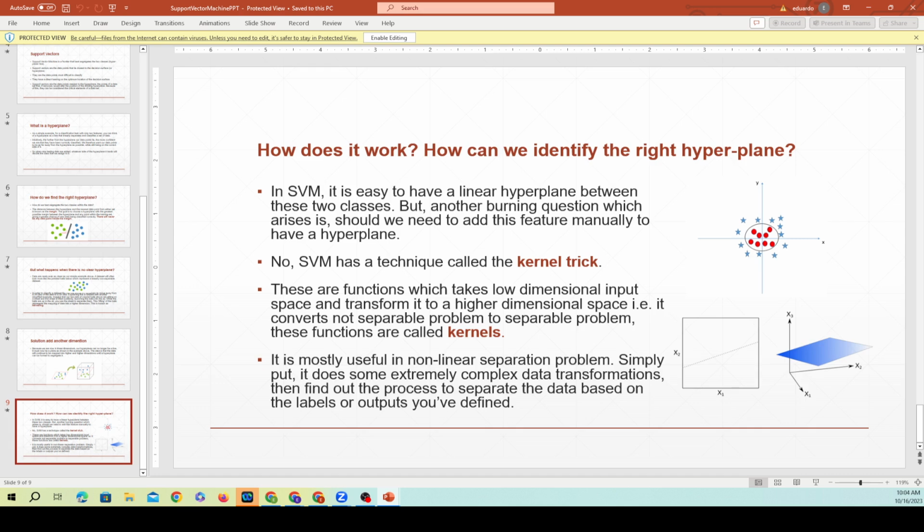It is mostly useful in nonlinear separation problems. Simply put, it does some extremely complex data transformation, then finds the process to separate the data based on the labels or outputs you have defined. So this automatically changes from one dimension to another until it finds the correct separation. That's something we won't worry about, but we just want to know what is going on. The computer will automatically find the number of dimensions that we need so that we can separate the data that we have, the classification. And that's the end of that session.